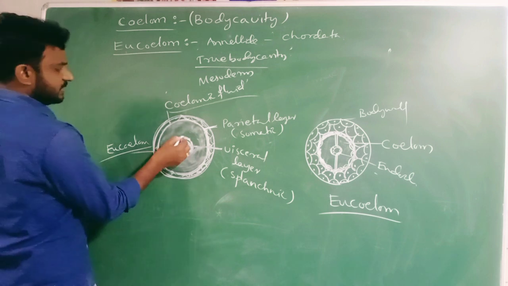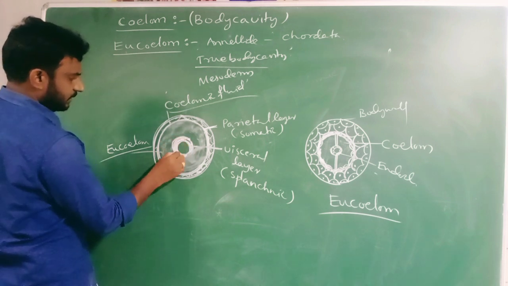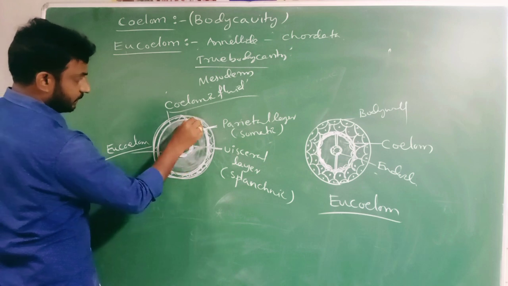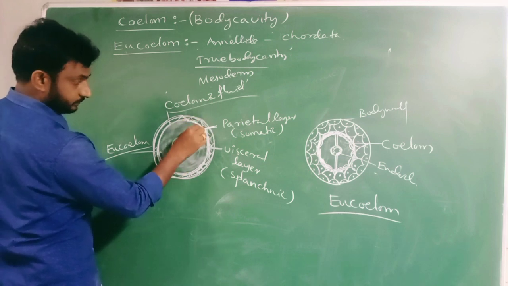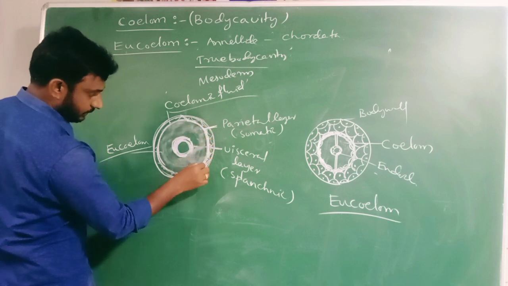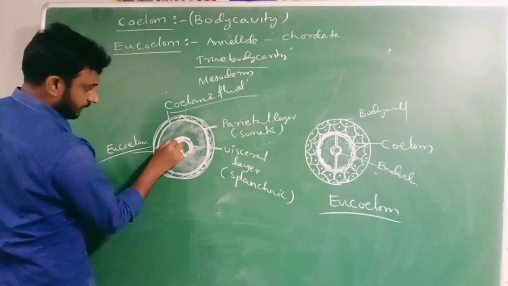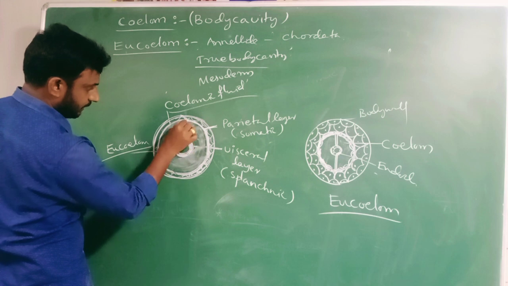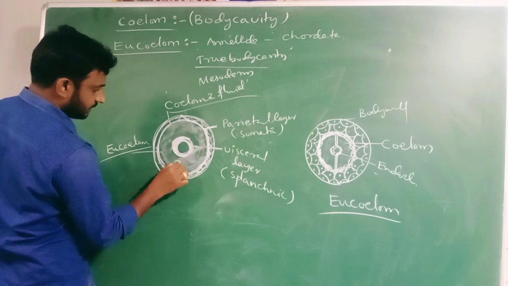Here the inner visceral layer covers the outer lining of the gut. Then the parietal layer covers the inner lining of the body wall. Between the parietal layer and the visceral layer there is a space. In this space the visceral organs are freely suspended.